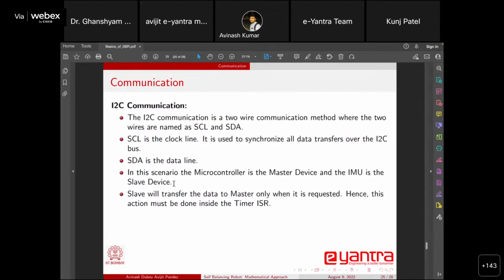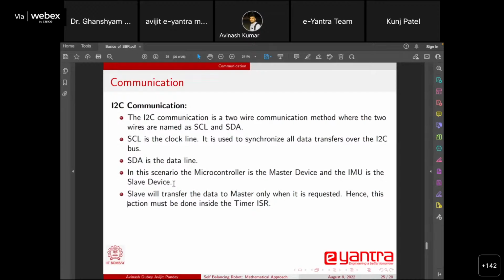What is beautiful about I2C communication is that on the same two wires, SCL and SDA, multiple input devices can be connected, multiple sensors, as many as you want, like 2, 3, 5, 10, 50, whatever you want. Why? Because every sensor will have its own address, and when the microcontroller wants data from a particular sensor, it will call that sensor by its address. Other sensors will stay inactive, and only the sensor that is called will send the data to the master. This is the beauty of I2C communication.